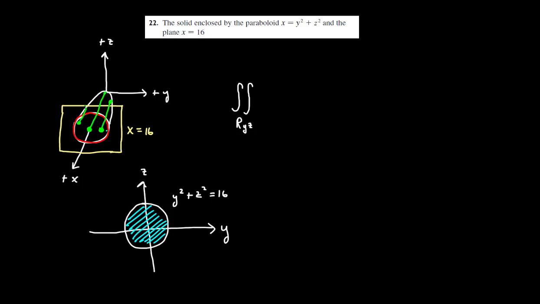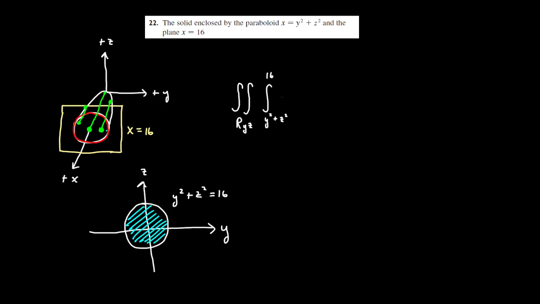So the low end of this is the paraboloid, and the upper end, or the positive end, is coming towards your eyes. The closest most point to your eyes is the plane x equals 16. That's a very important analysis when setting up these integrals. So our bottom bound is going to be x equals the paraboloid, y squared plus z squared, and then the upper bound closest to you is x equals 16.